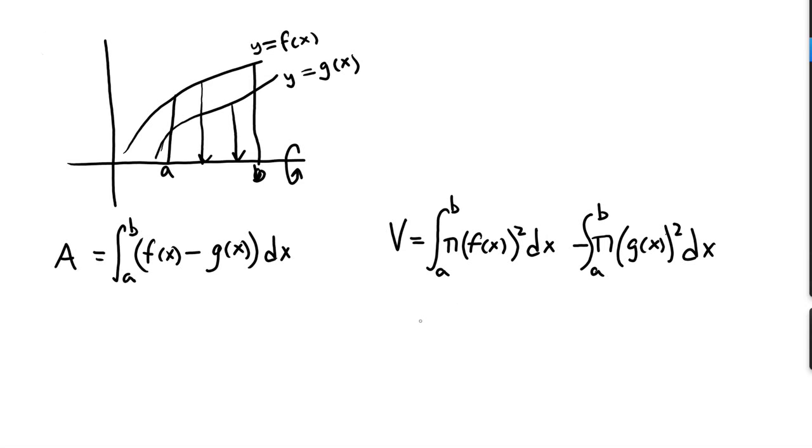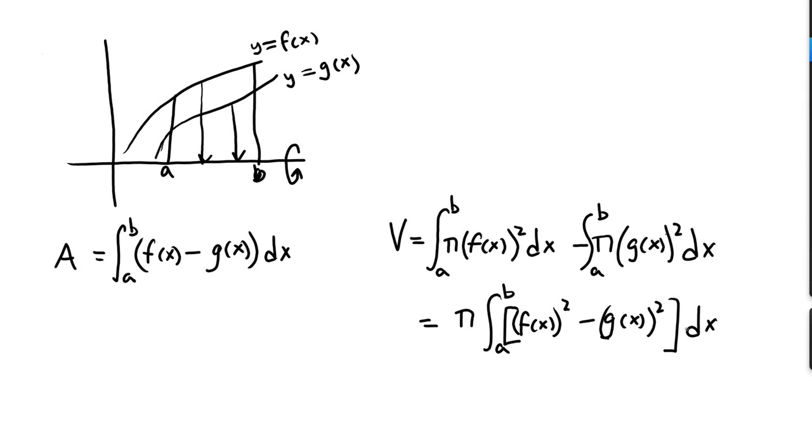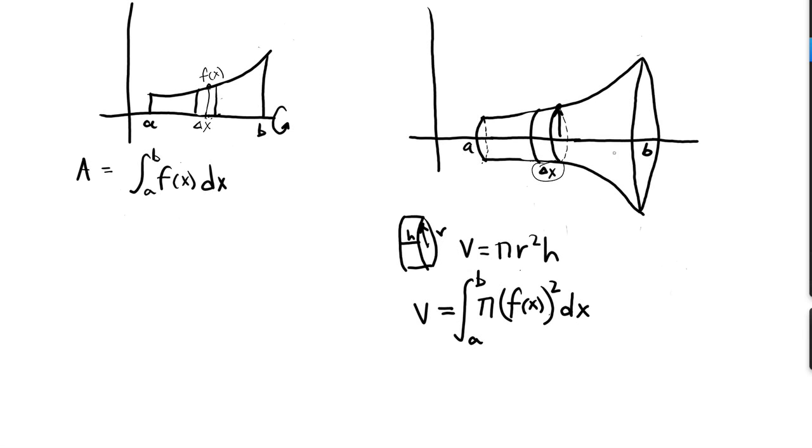Alright, so we can simplify that a little bit. We can always pull the pi outside because it's a constant. We can make this all one integral. And then we're just doing f of x squared minus g of x squared dx.